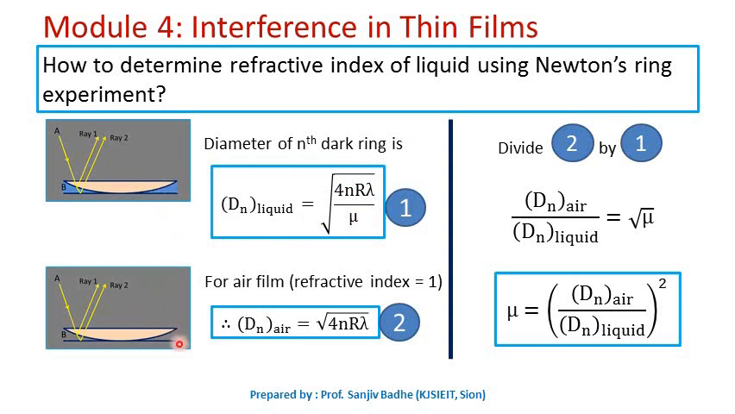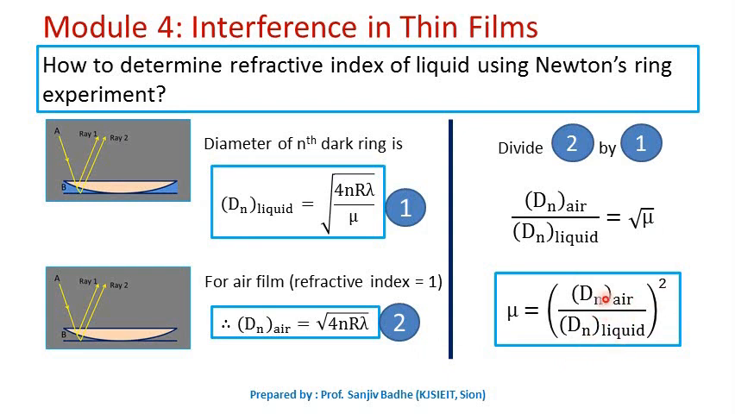If we replace this liquid by air, for air film the refractive index mu is equal to 1 and therefore diameter of nth dark ring with air film is equal to square root of 4 nr lambda. Let us call this as equation number 1 and this as equation number 2. If we divide this equation number 2 by equation number 1, we can write diameter of nth dark ring in air upon diameter of nth dark ring in liquid is equal to square root of mu, and therefore refractive index of the liquid is equal to square of dn air upon dn liquid.